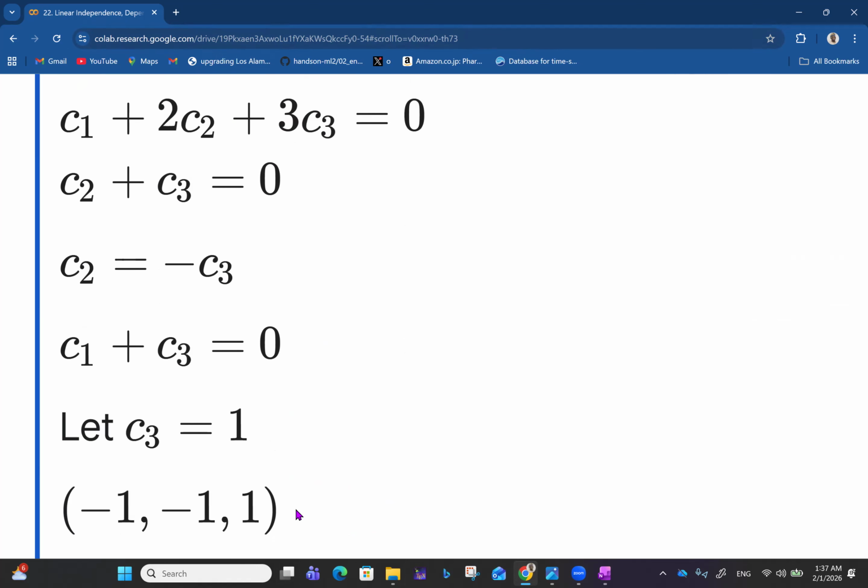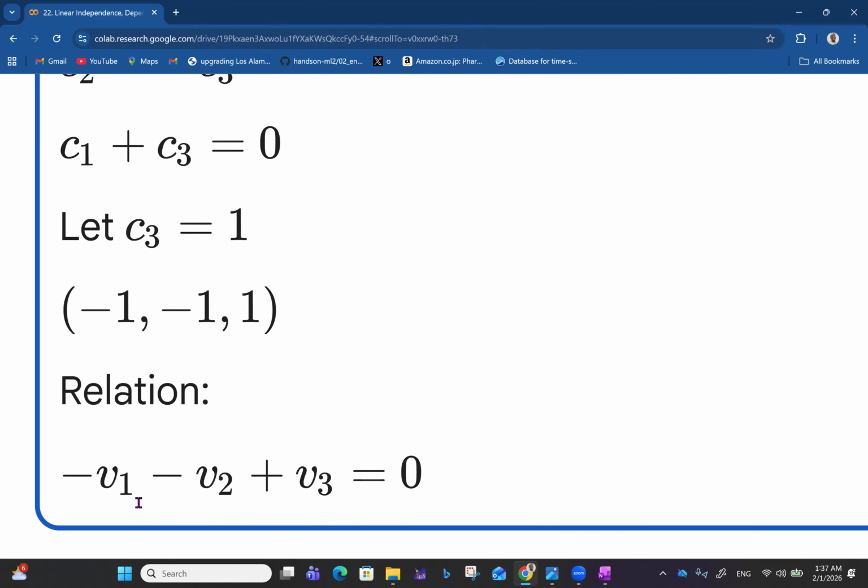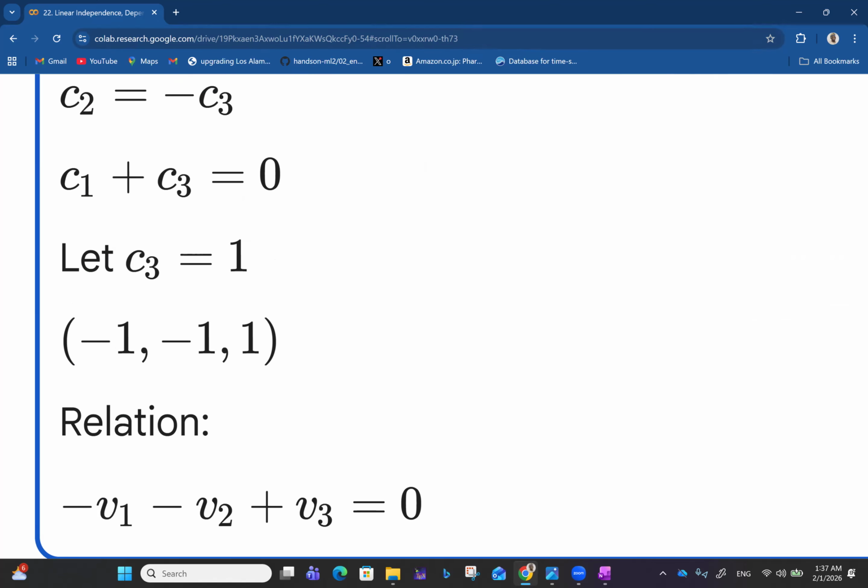And at this point now, you have to do the same substitution thing. So if you let C3 be 1, it means that C2 will be minus 1. And based on this now, C1 plus 1 is 0. So that means that C1 is also minus 1, just like what we did before. And in this case now, the relation will just follow this thing you have here. Minus V1 minus V2 plus V3 equals 0.